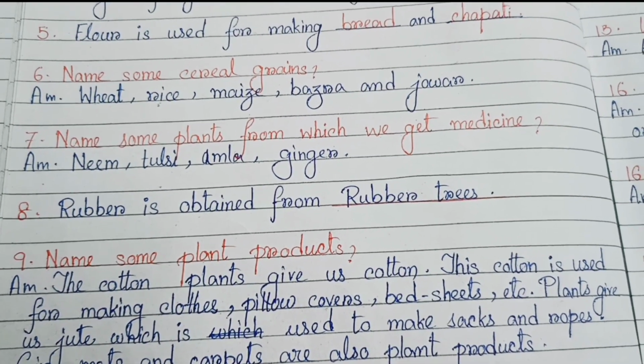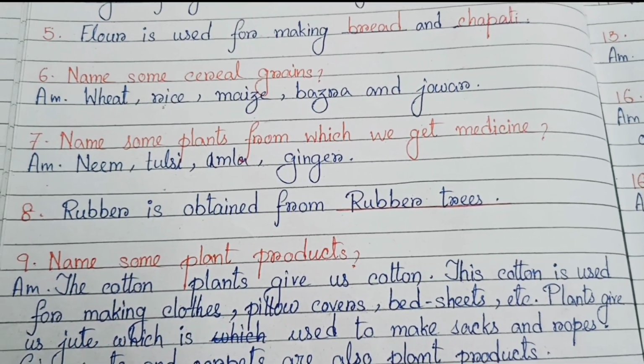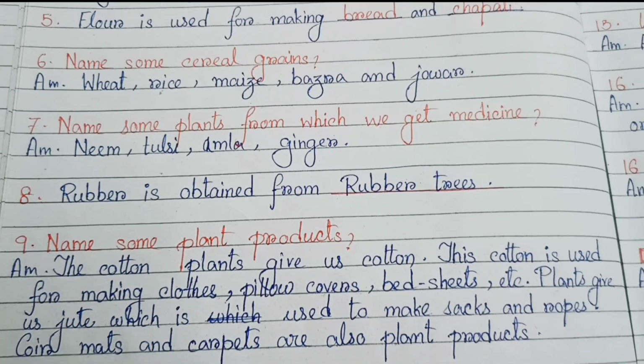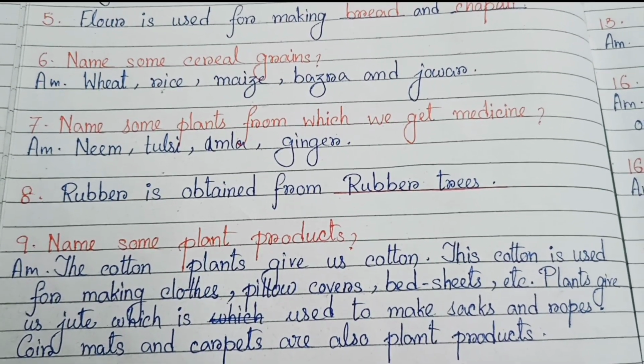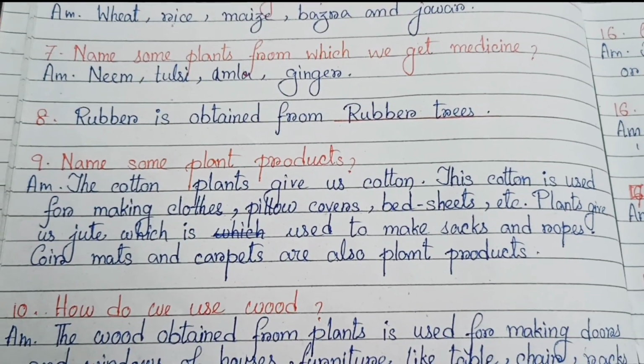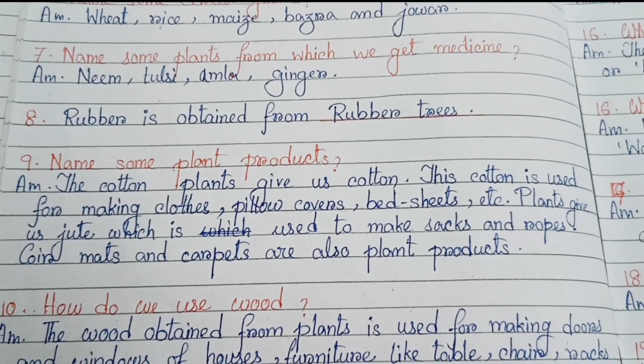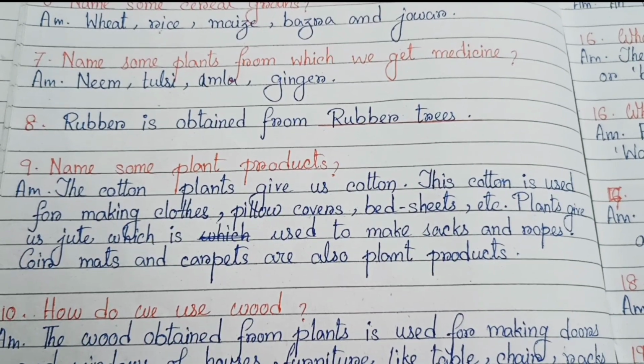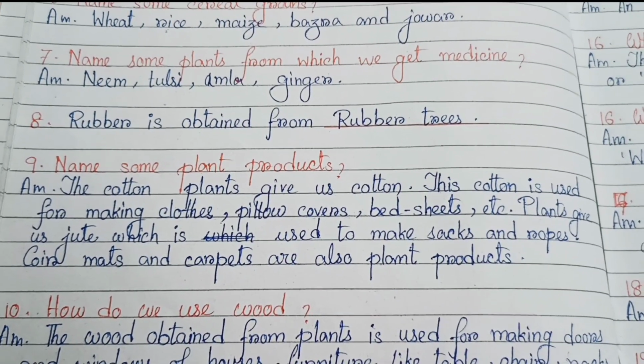Number 7, name some plants from which we get medicine: neem, tulsi, amla, ginger. Number 8 is again a fill in the blanks. Rubber is obtained from rubber tree. Number 9, name some plant products. The cotton plants give us cotton. This cotton is used for making clothes, pillow covers and bed sheets, etc.